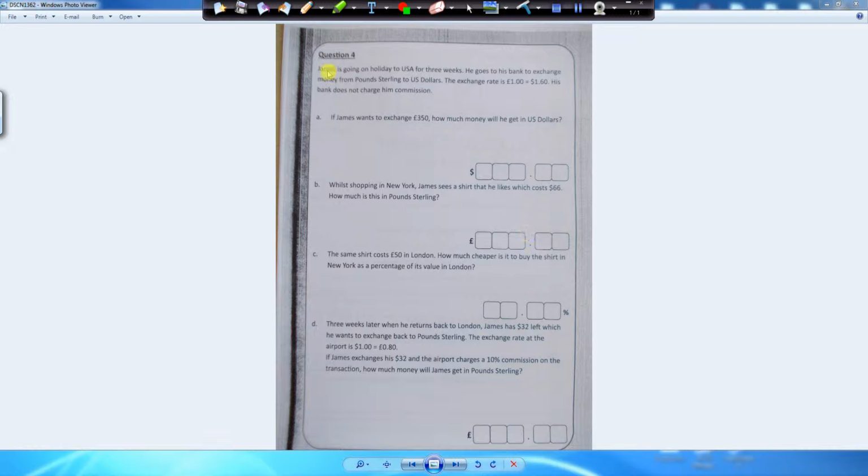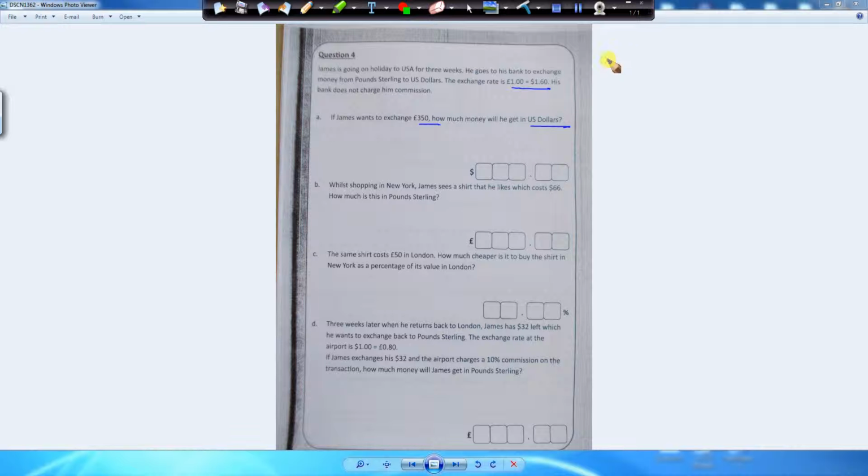Okay. Question 4. James is going on holiday to USA for 3 weeks. He goes to his bank to exchange money from pounds to dollars. The exchange rate is that £1 was $1.6. His bank does not charge him commission. James wants to change £350 into dollars. How many dollars is that basically?